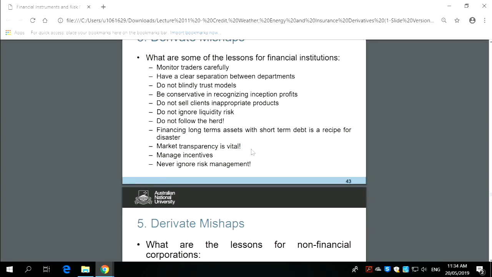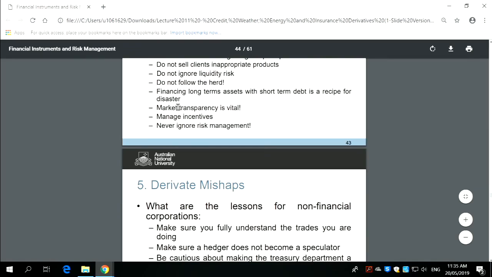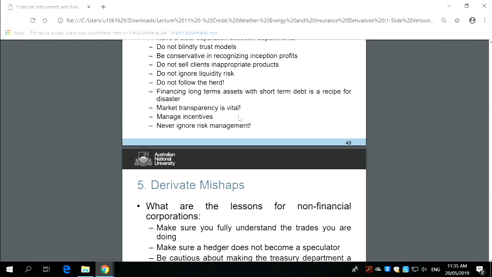Be transparent. Disclose everything to your supervisor. Disclose all the trades that you entered. Manage incentives. We'll talk about this. We can manage the manager's incentive using the forward start option, right? So give them an employee stock option, and never ignore risk management, right? Use risk management tools such as value at risk, which I mentioned earlier.